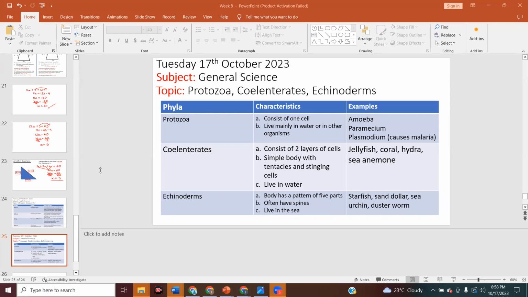Malia? Where's Malia? Malia, are you there? Yes, sir. Good. A sea anemone. Is that a protozoa, colenterate, or echinoderm? Yes, Malia. A sea anemone. Is that a colenterate, a protozoa, or echinoderm? The second.